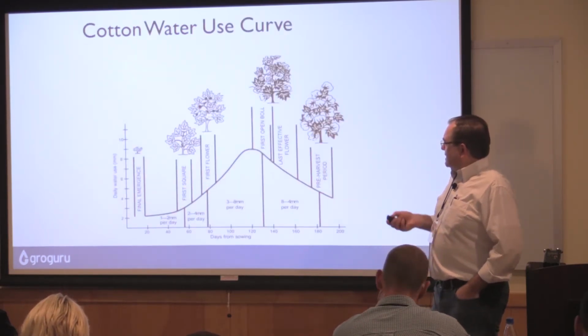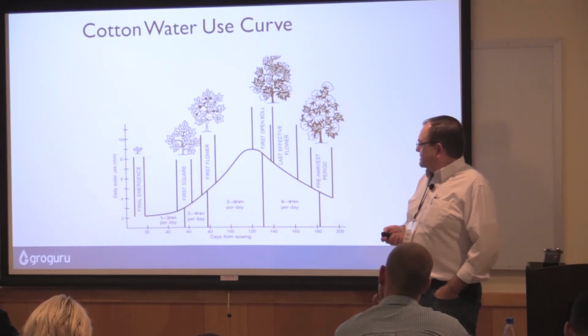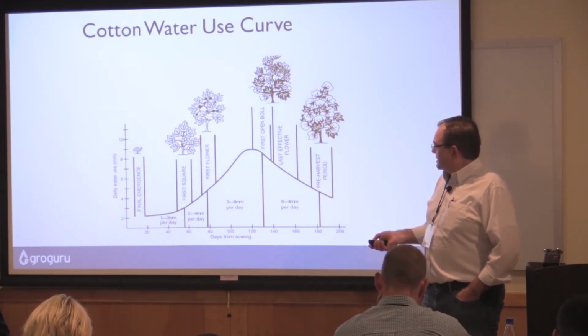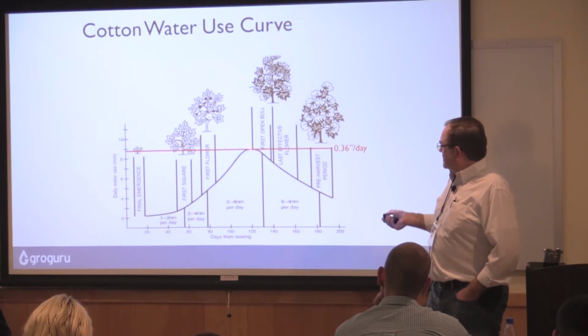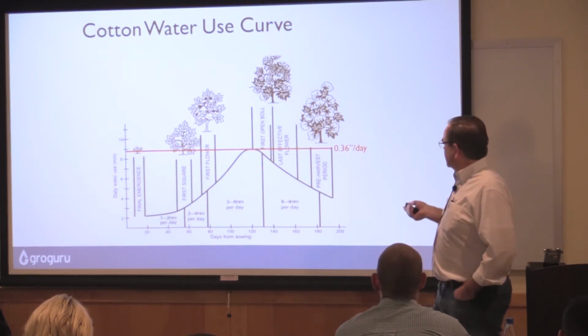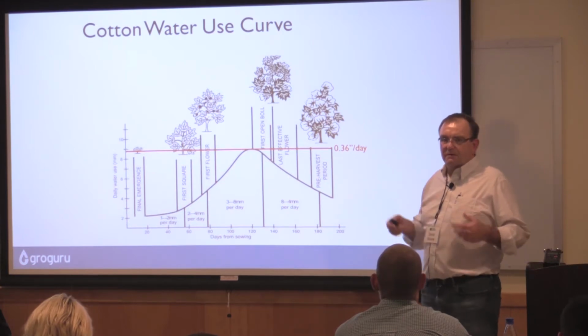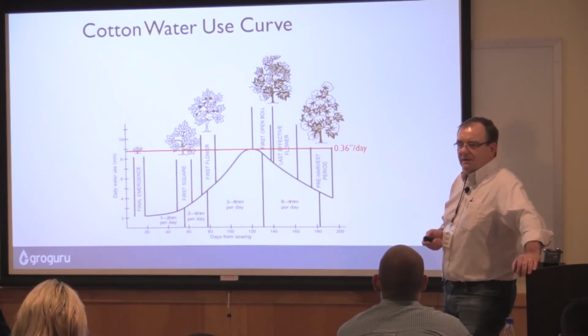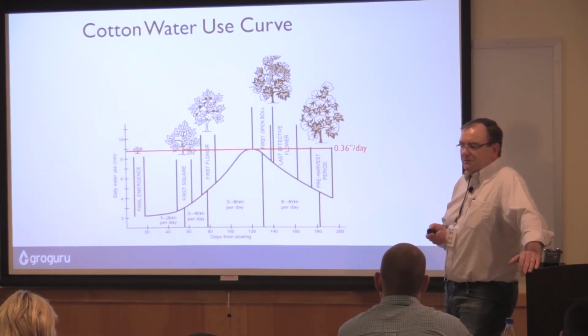Here is a cotton water use curve. It happens to be in millimetres because it came from Australia, but just to put that line in there, this is an Australian curve. I think, Jordan, you were at 0.28 inches per day, because this is a higher environment, at an elevation here of 3,600 feet.